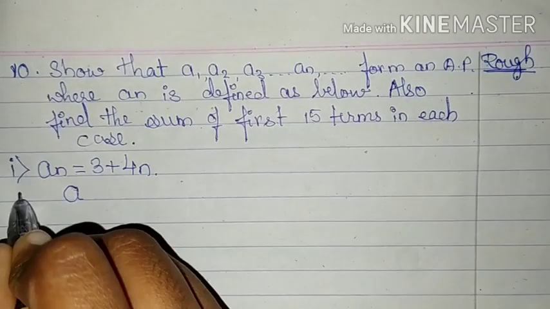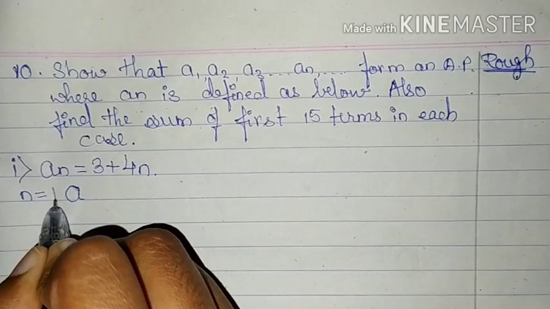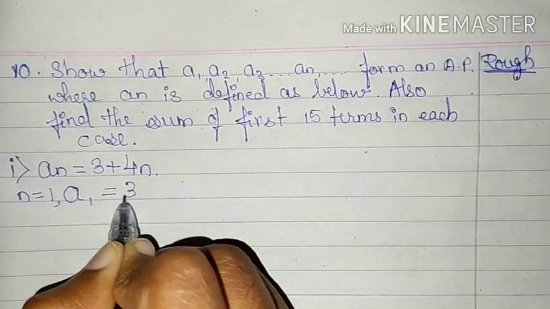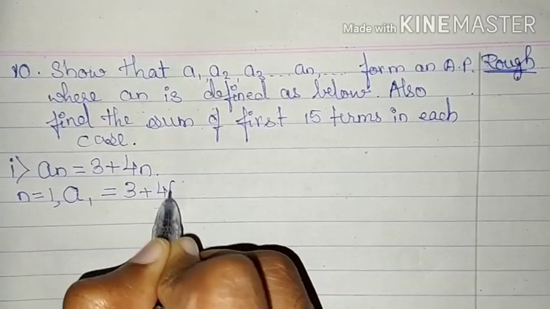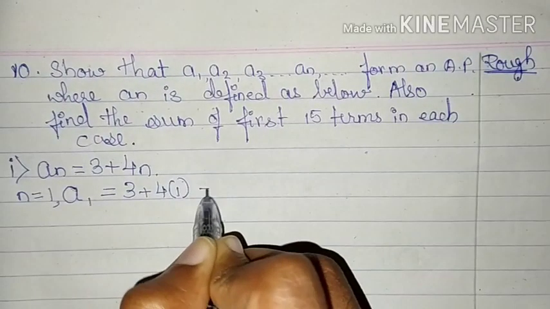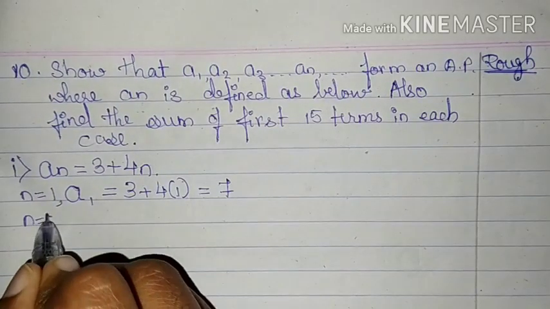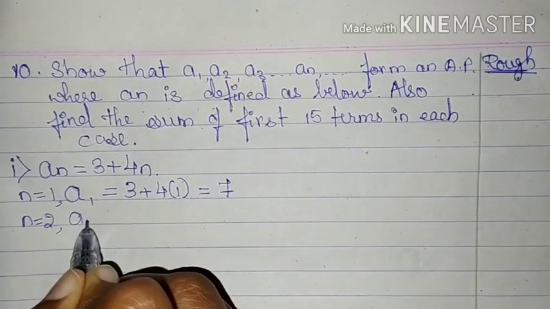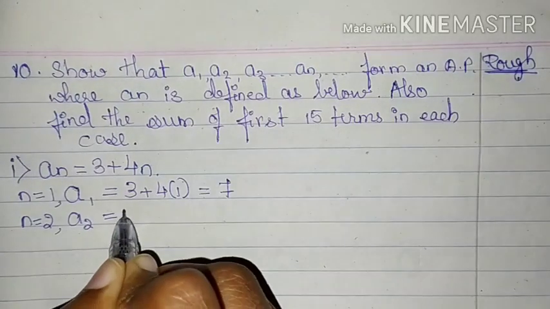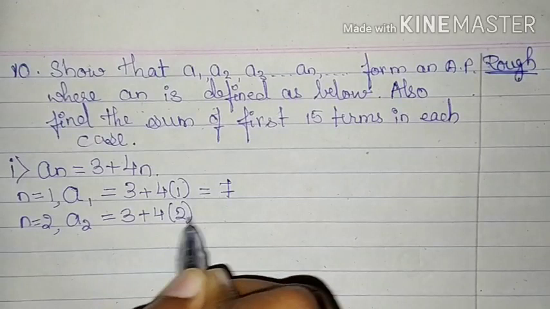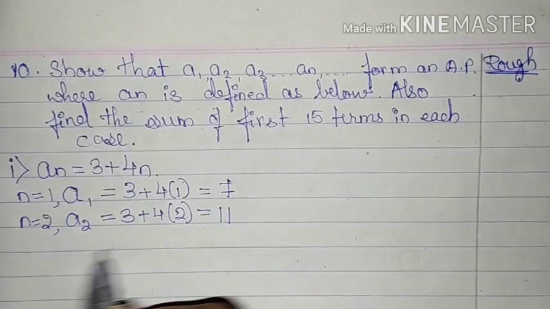Now put n equal to 1. When n equal to 1, a1 is equal to 3 plus 4 into 1, which is nothing but 7. When n is equal to 2, a2 is equal to 3 plus 4 into 2, which is nothing but 11.